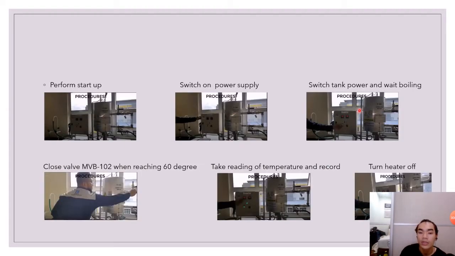To give an even better look, here: perform startup, switch on power supply, switch on tank power and wait for the boiling process. Close valve 102, and when it reaches 60 degrees, take the reading and turn the heater off.